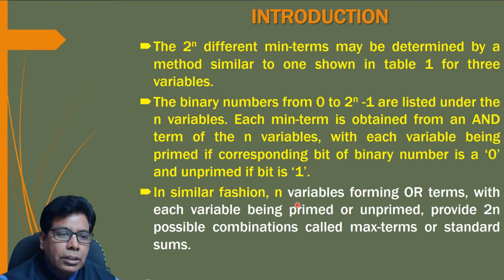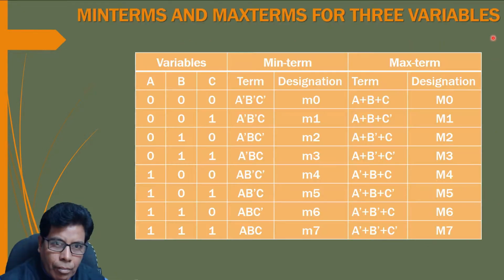In a similar manner, n variables forming OR terms, with each variable being primed or unprimed, provide 2 raised to n possible combinations called Maxterms. So if it is forming AND terms, we call them MINTERMS, and if it is forming OR terms, we call them Maxterms, or standard sums.